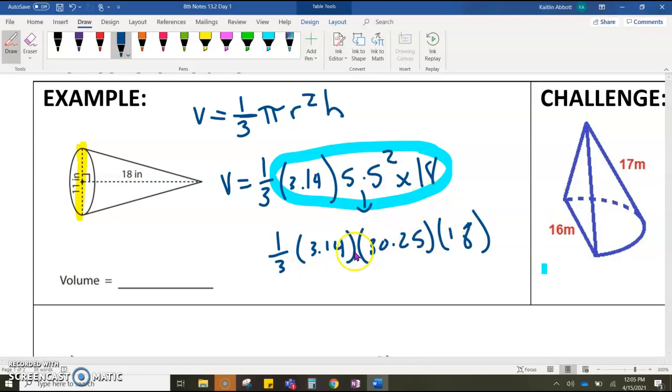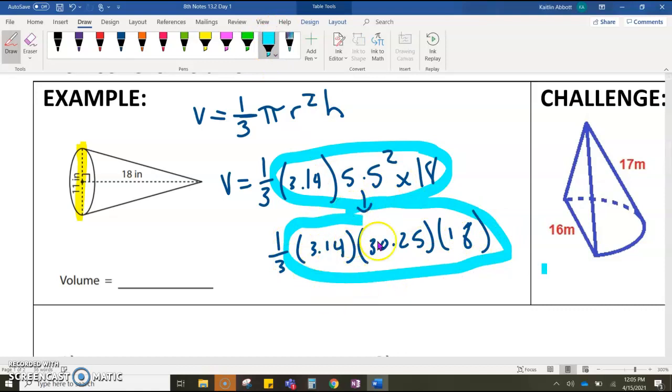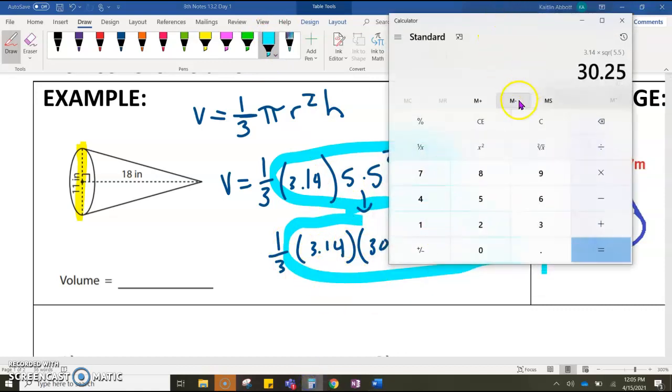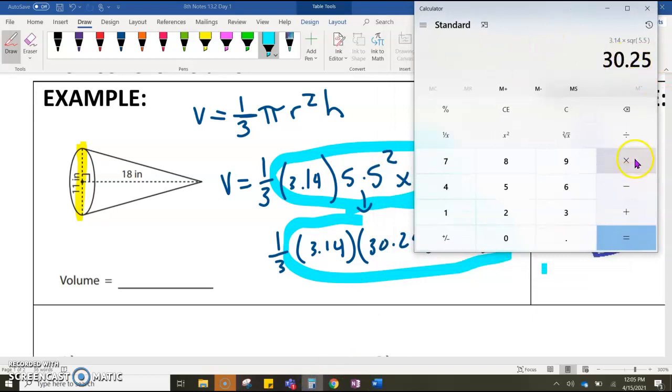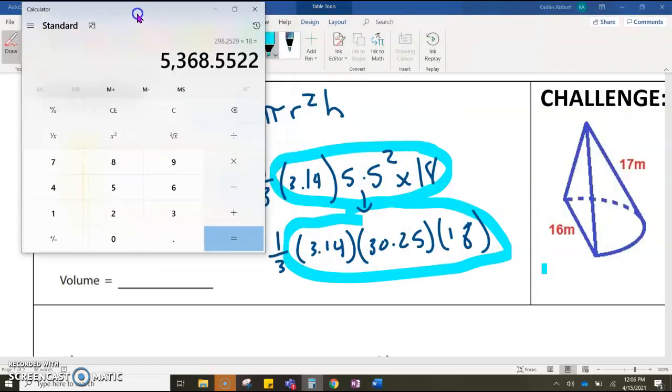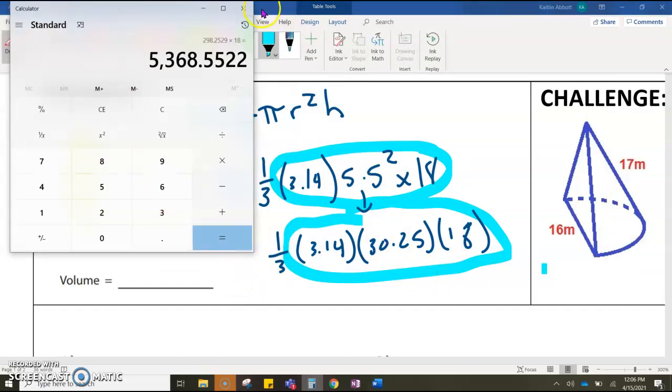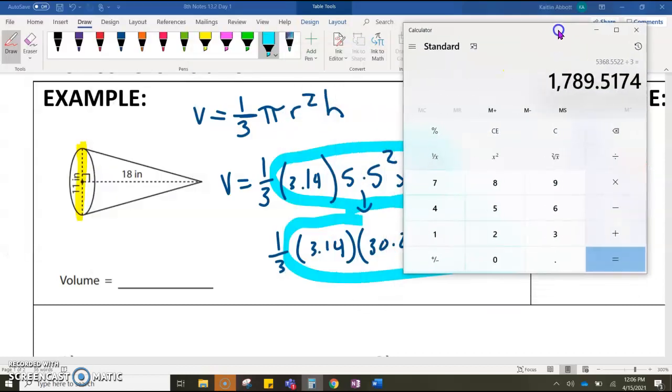Remember, when you just have a bunch of parentheses, these are all multiplying. So now let's deal with this. We're going to put all of that in the calculator. I'm going to leave this 30.25 in here, multiply it by 3.14 and multiply that by 18. My recommendation is we can leave this in the calculator. So let's divide this whole thing by 3. Divide by 3 equals, this is our new number.